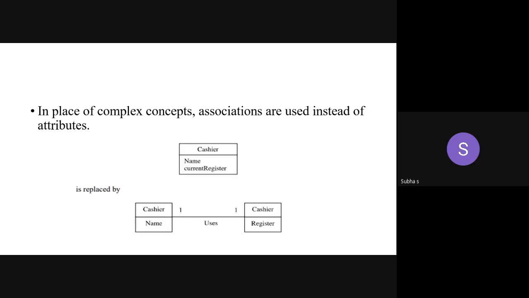In some complex concepts, instead of using attributes, we can go with associations. That will be much better, and it will also be good looking. So a simple diagram is mentioned here.